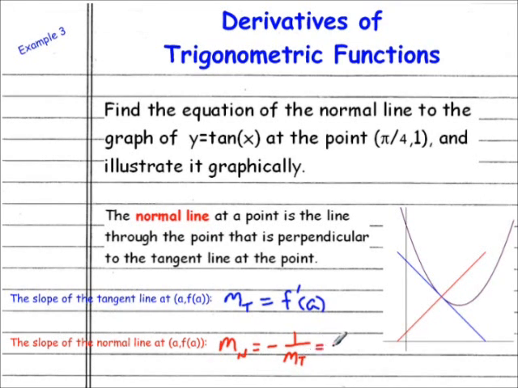So what it would mean is we would calculate the derivative evaluated at the point in question, the a value in question, or the x value in question, and then our slope of the normal line would be the opposite of 1 over that slope we calculated. So we'll keep this information in mind as we go through this problem.